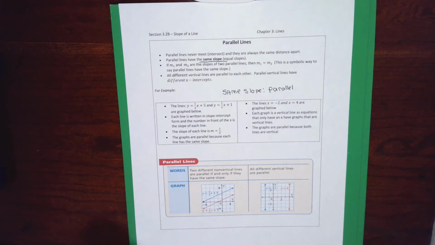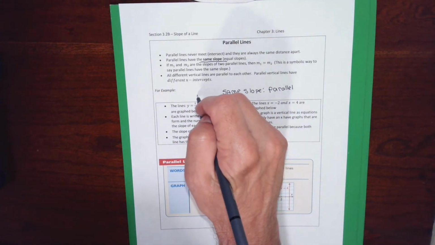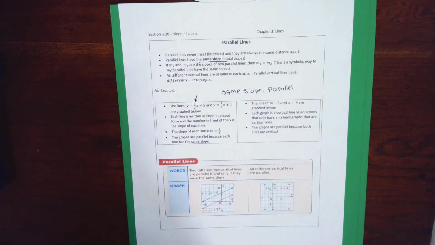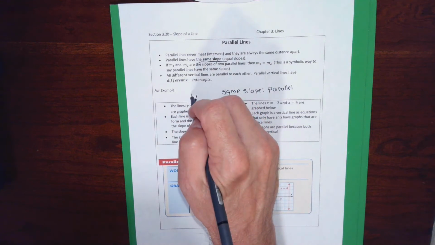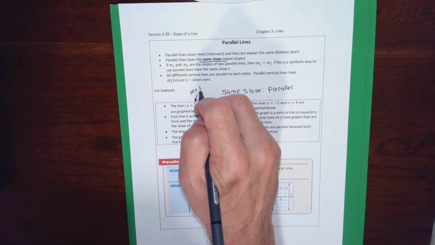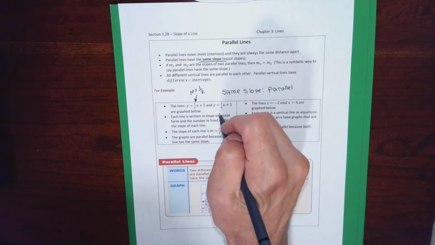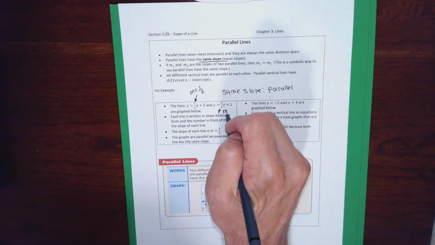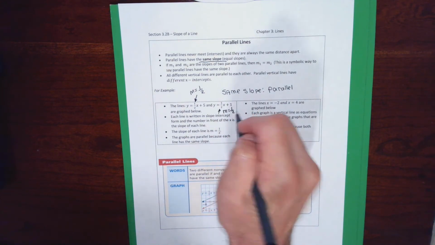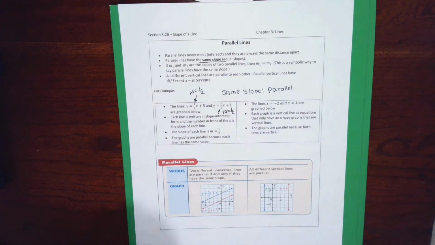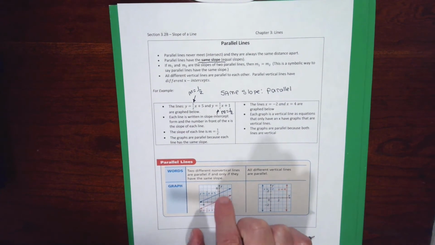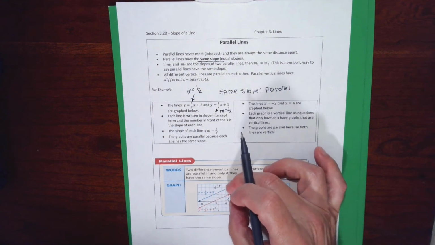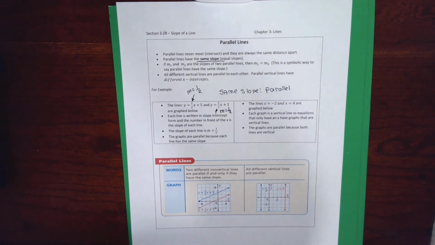If these two lines are given, the line y equals 1/2 x plus 5 is in slope-intercept form. It has a slope of 1/2. This line, y equals 1/2 x plus 1, also has a slope of 1/2. I drew both of them, or this image drew both of them, and both of them had a slope of 1/2. So if you graph them, they become parallel lines, meaning kind of like train tracks, they never meet.